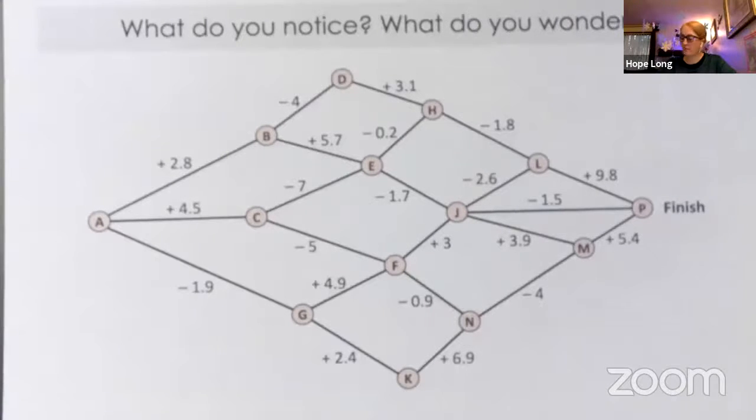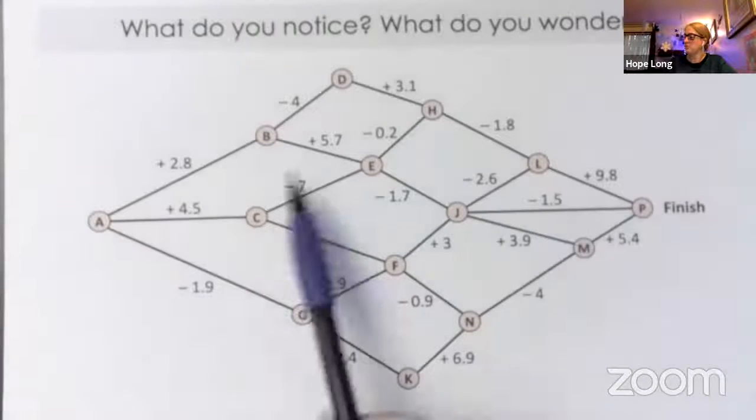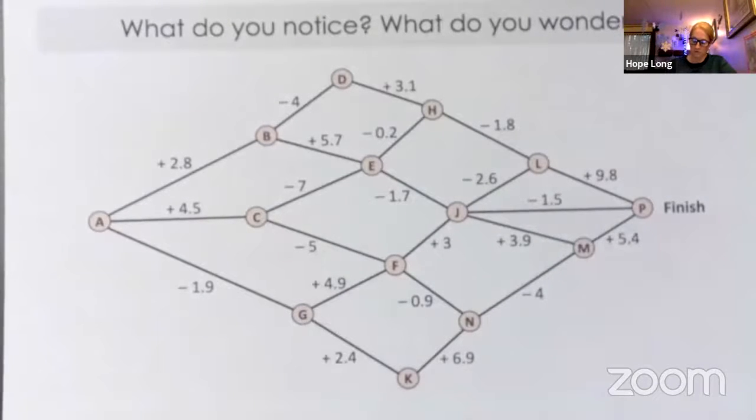Thanks, Leah. Maddie, what about you? What do you notice? What do you wonder? I see a finish, but I wonder if there's like a start, because it doesn't say start anywhere, but I wonder if there's something else added that you're not showing, and then there's a start there.